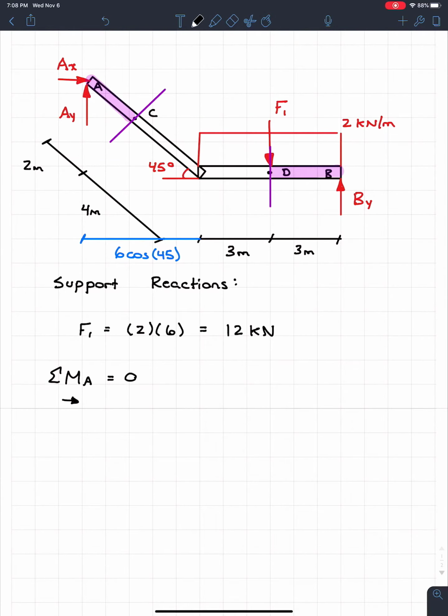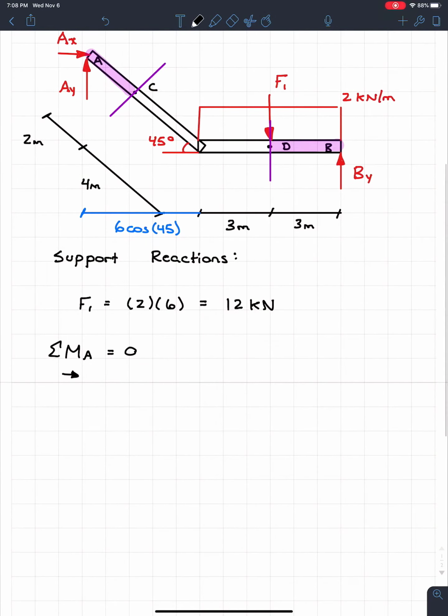So we see that there's going to be a BY component. So we're going to have BY, and its distance is going to be the 6 cosine 45. And we have to add the other 6 meters about the horizontal beam to get there. Now, if we check the rotation, what we find is B creates a counterclockwise moment, so we're good to go. BY is good.